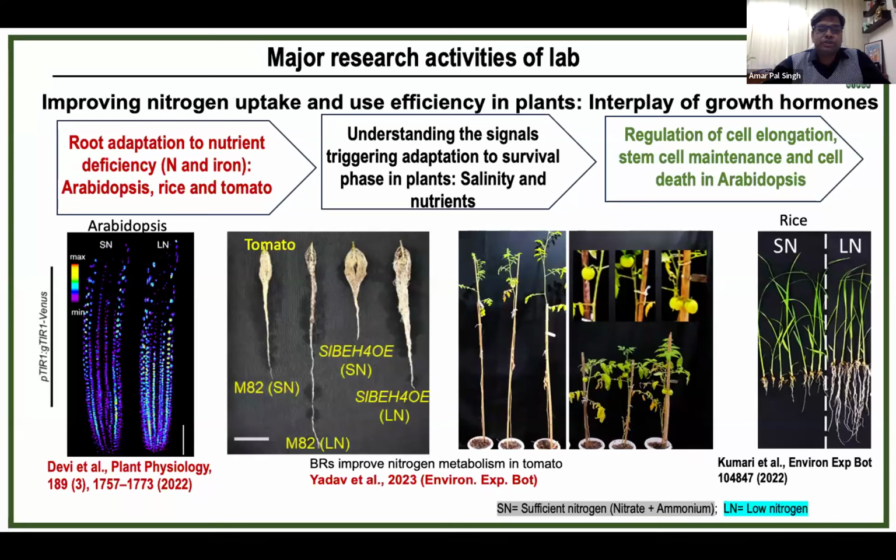We are using three different systems: Arabidopsis to understand the basic mechanism of how plants adapt to nitrogen deprivation or different nitrogen forms. This is the tomato work, where we have shown that enhanced BR signaling leads to an improved root foraging response, which is associated with improved plant growth as well as yield. And we are also working with rice, where we want to decipher how root system architecture changes in response to various nutrient stress conditions.